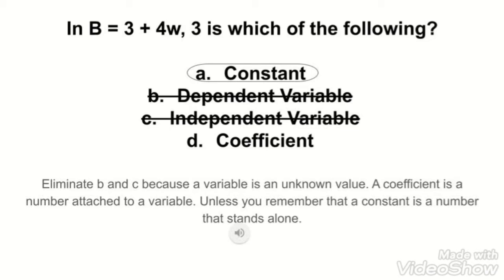In 4w, the w is an independent variable because it doesn't depend on anything but itself. The b is the dependent variable. It depends on what that w is. You understand that? Yeah.